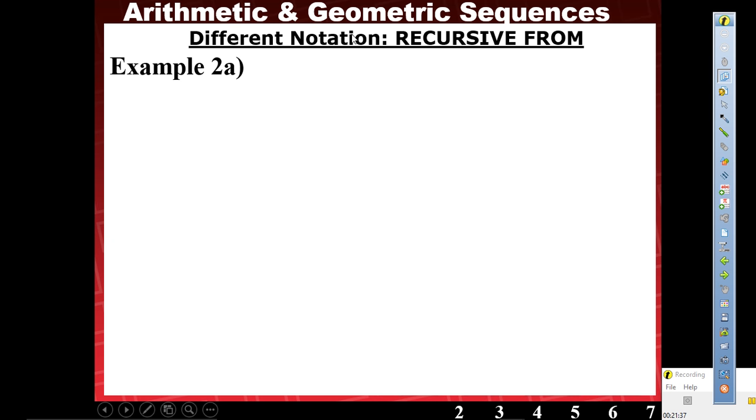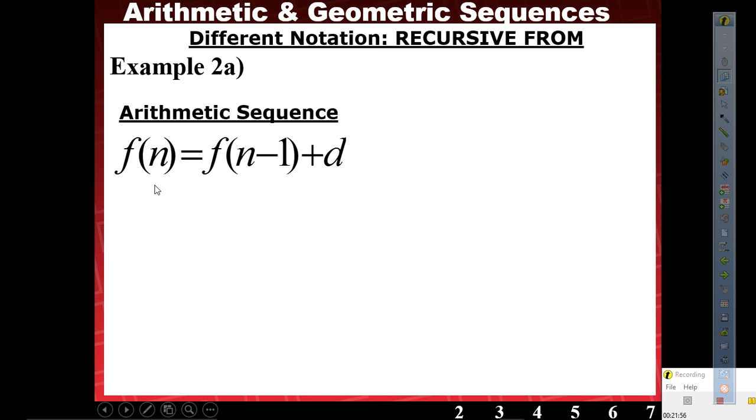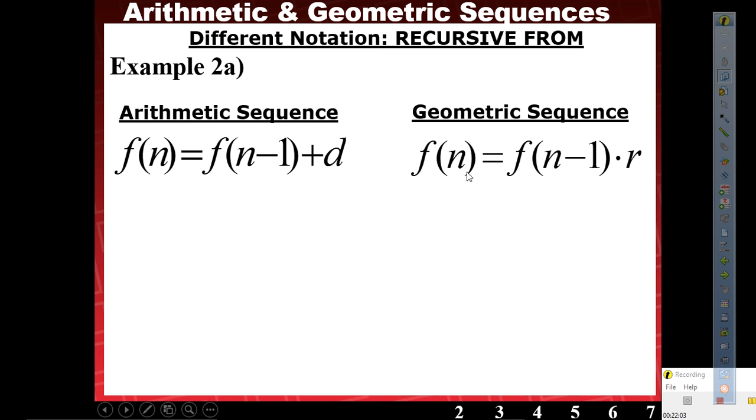Example 2A. It says, using a different notation called recursive form. For recursive form, they're going to give you 2 formulas. One for the arithmetic sequence, and this is a formula given: f of n equals f of n minus 1 plus d. And geometric sequence, which is f of n equals f of n minus 1 times r. Now look at these 2.